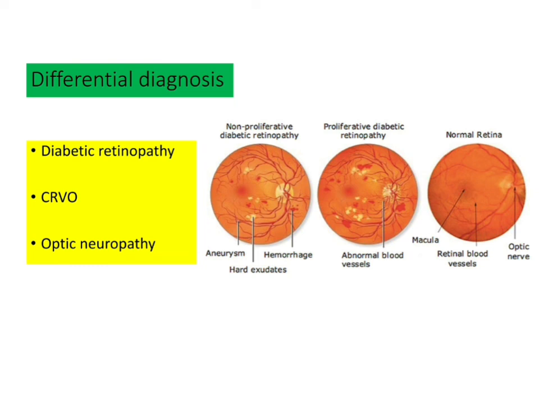Okay, and CRVO means central retinal vein occlusion. Here also you will observe flame shape hemorrhages, but you will not observe those cotton wool spots and papilloedema. No, you will not observe those things. In optic neuropathy, disc edema is there. It is known as papilloedema, but you will not observe those flame shape hemorrhages, right? The star shaped macula, no, you will not observe those things. So these are some signs that will tell you that this is not hypertensive retinopathy. This is something else, right?